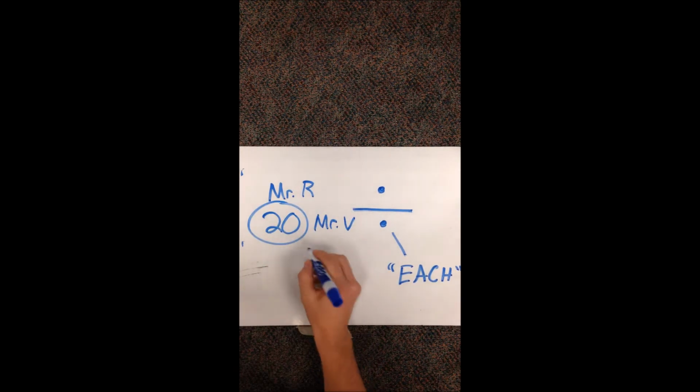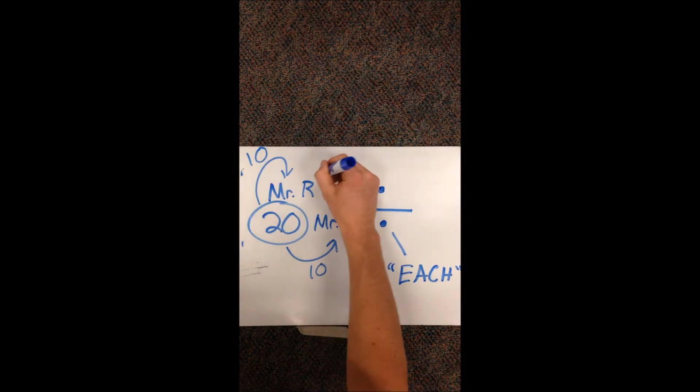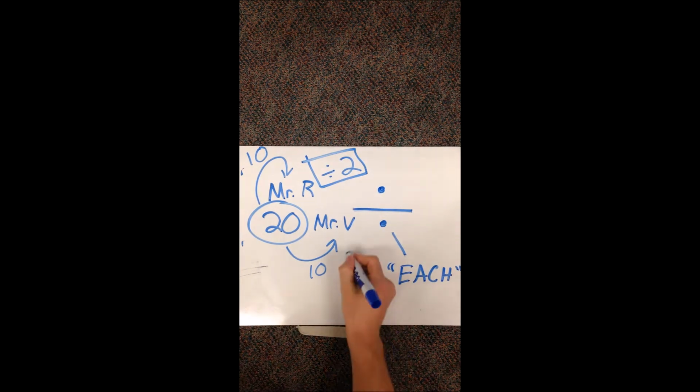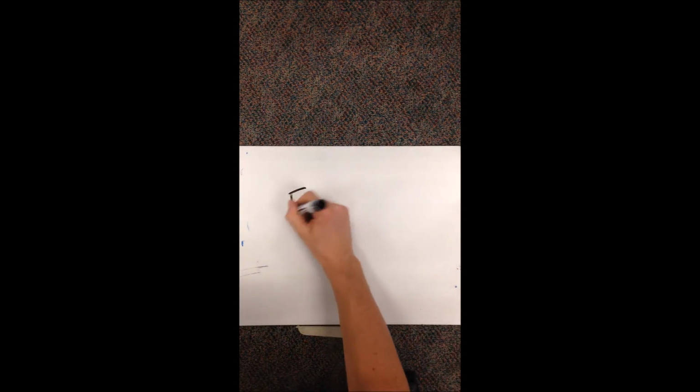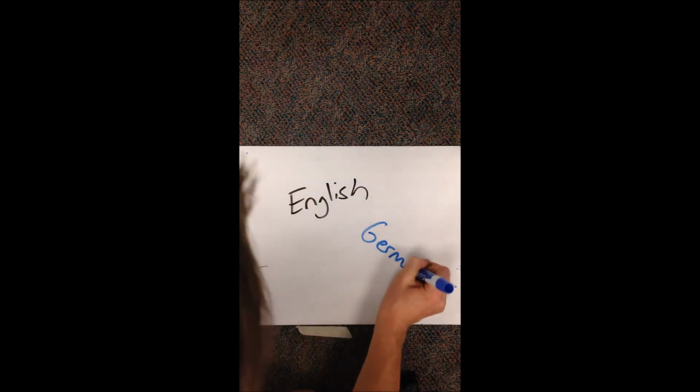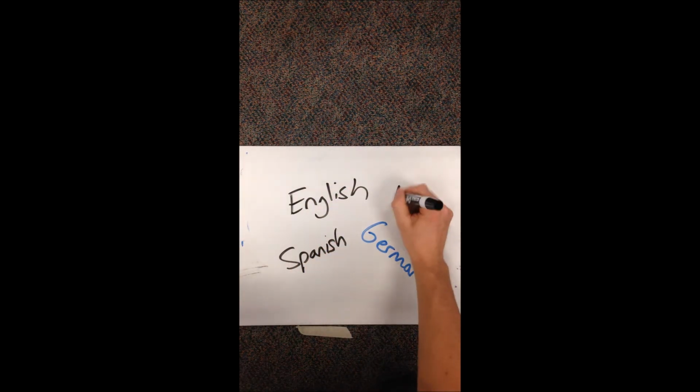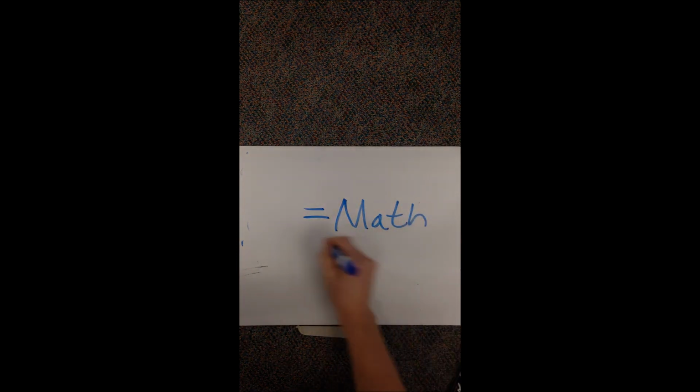If there were 20 apples and Mr. Vaught and Mr. Ridgway each get half, we know that we must divide 20 by 2 in order to see how many each of us will get. The bottom line is that math, like English, is a language that we can learn to speak, and if we learn to listen, it makes our lives a whole lot simpler.